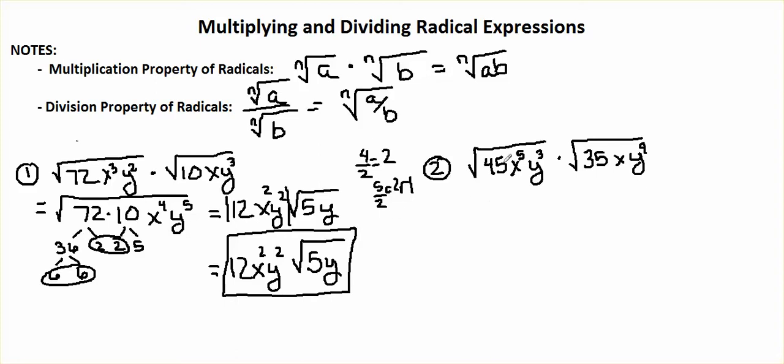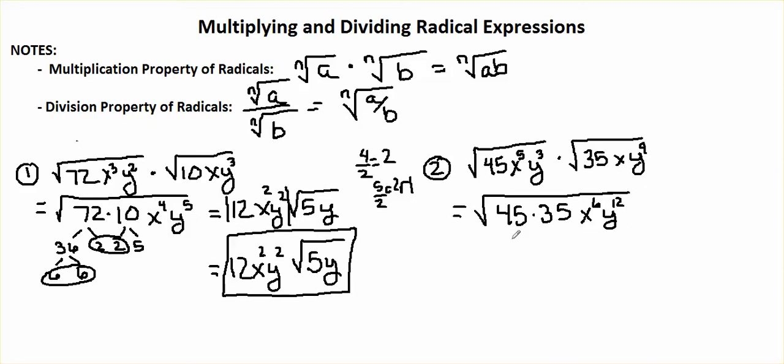All right, so let's take a look at example 2. We're going to take the square root of 45x to the 5th y cubed times 35xy to the 9th. So let's go ahead and combine them under one radical sign. We are not going to multiply the 45 and the 35 because we just have to factor anyways. But when we multiply our x's, we get x to the 6th. 5 plus 1 is 6. And when we multiply our y's, we get y, 3 plus 9 is 12.